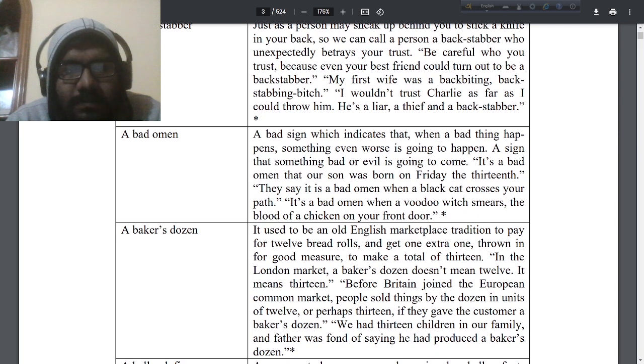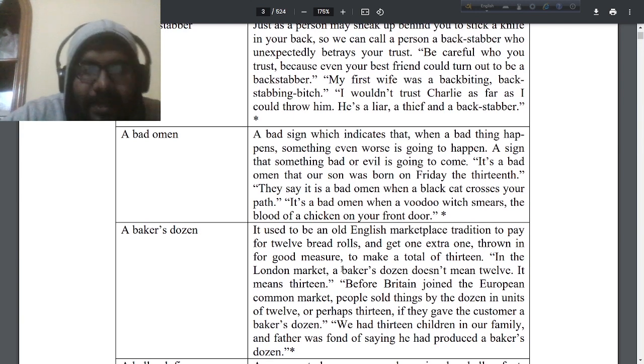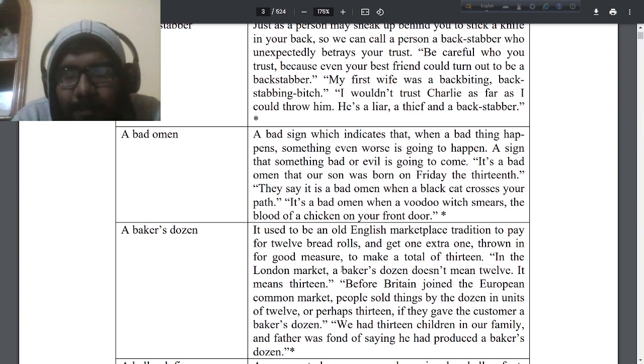A baker's dozen. A baker's dozen used to be an English marketplace tradition to pay for 12 bread rolls and get one extra thrown in for good measure, to make a total of 13. Baker is like the bakery shop we know. Dozen means 12 pieces. So someone is paying you the exact thing and even more. This is a kind of tradition, a kind of gift. That is what it is describing.